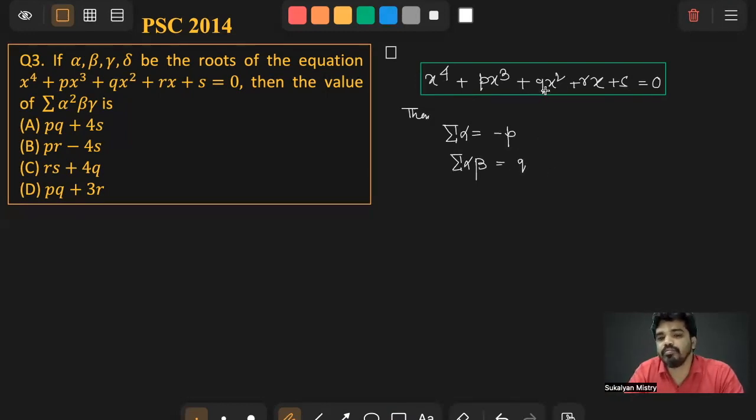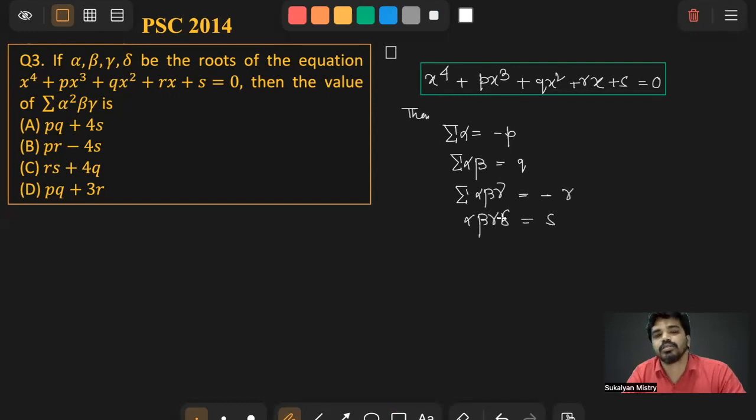Take minus coefficient of x cube divided by coefficient of x to the power 4, plus coefficient of x square divided by coefficient of x to the power 4. Next, summation alpha beta gamma equals minus coefficient of x divided by coefficient of x to the power 4, that is minus r. And alpha beta gamma delta is the constant term divided by coefficient of x to the power 4, that is s.